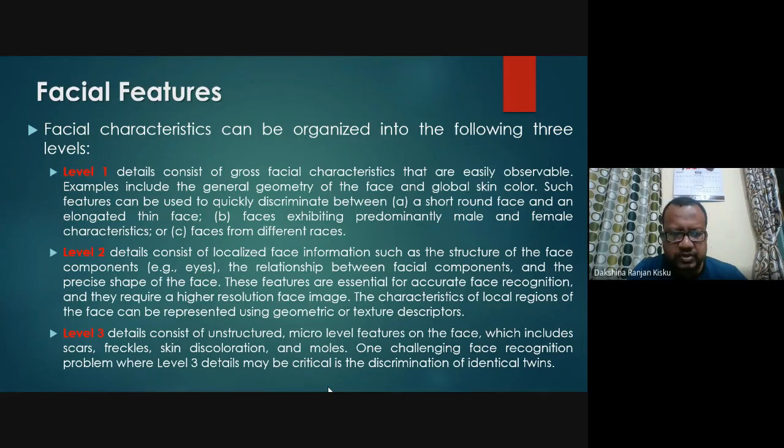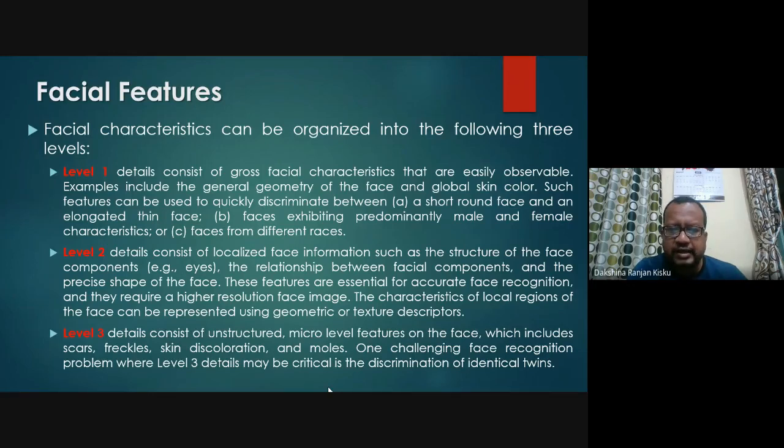Okay, so such features can be used to quickly discriminate between a short round face and an elongated thin face. And secondly, faces exhibiting predominantly male and female characteristics, or faces from different races. So these are the characteristics which are exhibited by a face image.